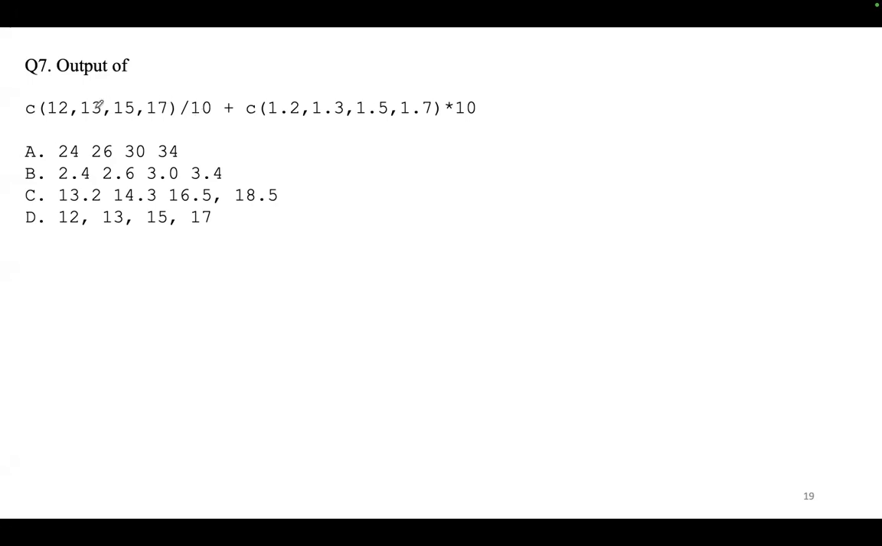So that's good. So you're basically summing up 12 plus 1.2, so that's 13.2. 13 plus 1.3, that's 14.3, and so on and so forth. So C option is correct. Okay. I hope that made sense.